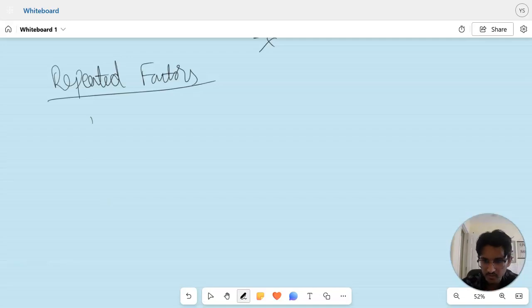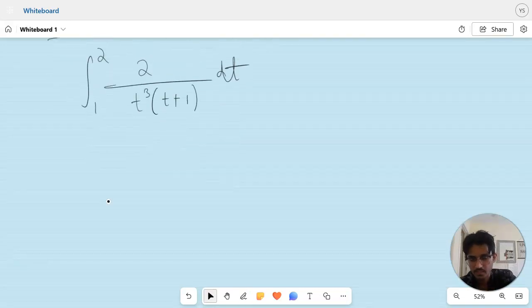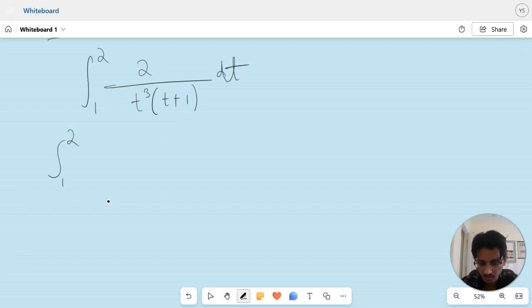Now, just to have a look at a change in letters, let's do a definite integral instead of an indefinite integral, of 2 over t cubed times t plus 1, dt. Okay, dt. This is how the definite integral would look. Again, you might be wondering what our first partial fraction would be.